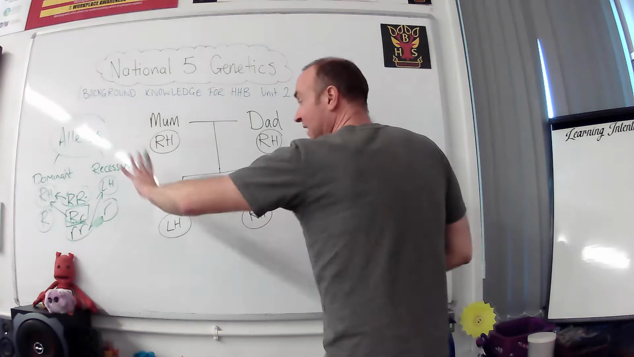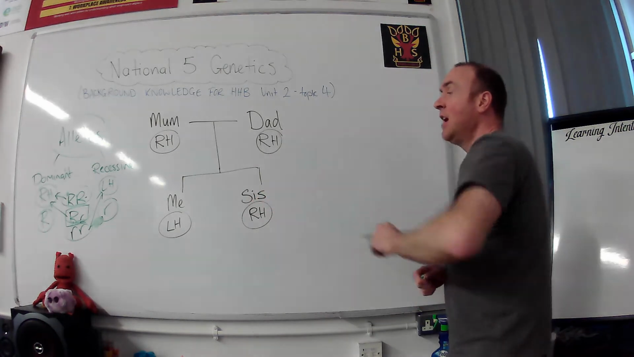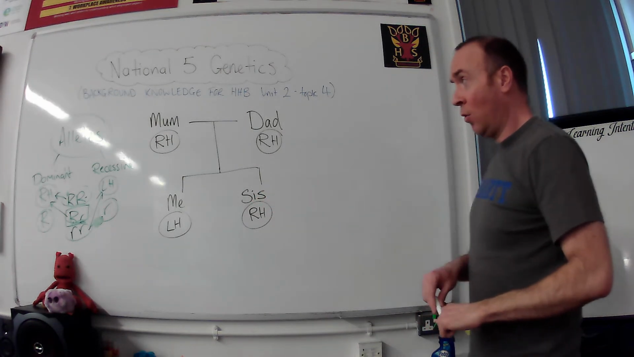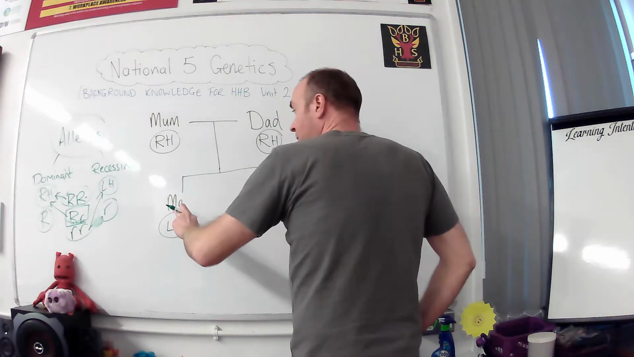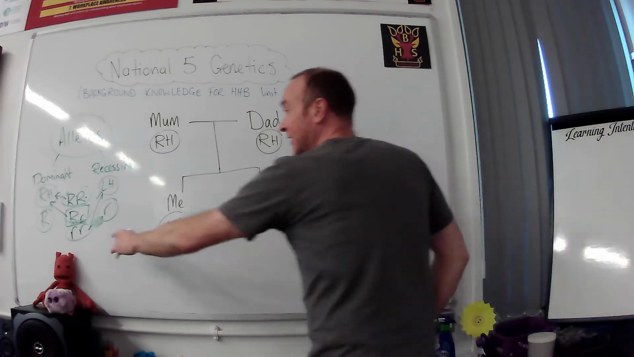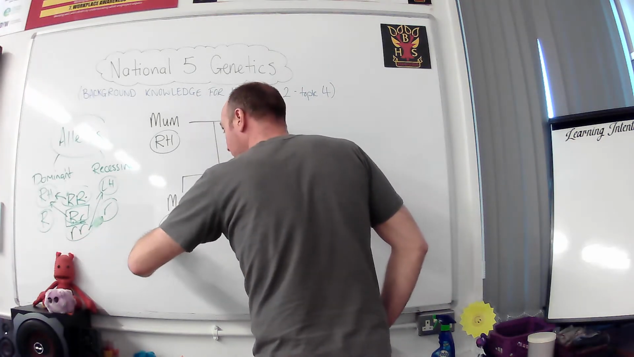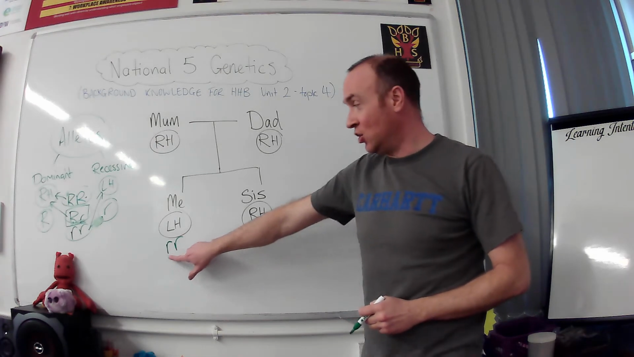So let's go back and use that same logic and apply it to my family tree, because we should be able to work out what everybody is. We'll start with me, because I'm the easy one. I'm left-handed, and as I said to you, the only possible genes I could have inherited, we call this the genotype, by the way, the genotype.